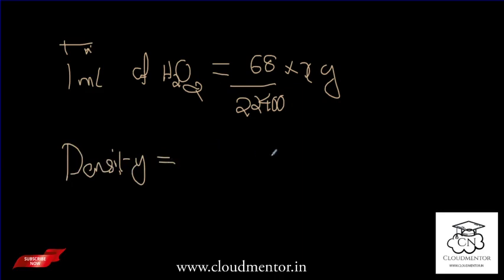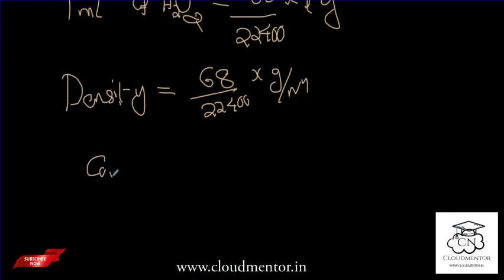Density we can show as gram per milliliter. So 1 milliliter contains 68 by 22,400 x gram, so that is the density also: 68 by 22,400 x gram per milliliter. And now the concentration in gram per liter, not gram per milliliter, gram per liter.